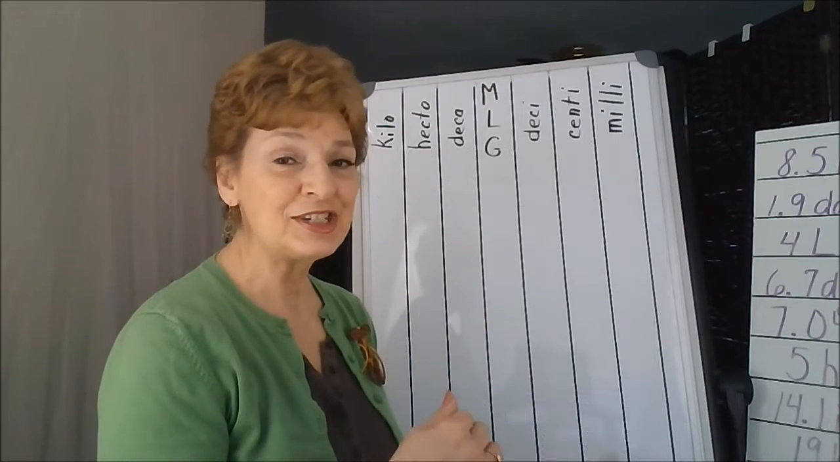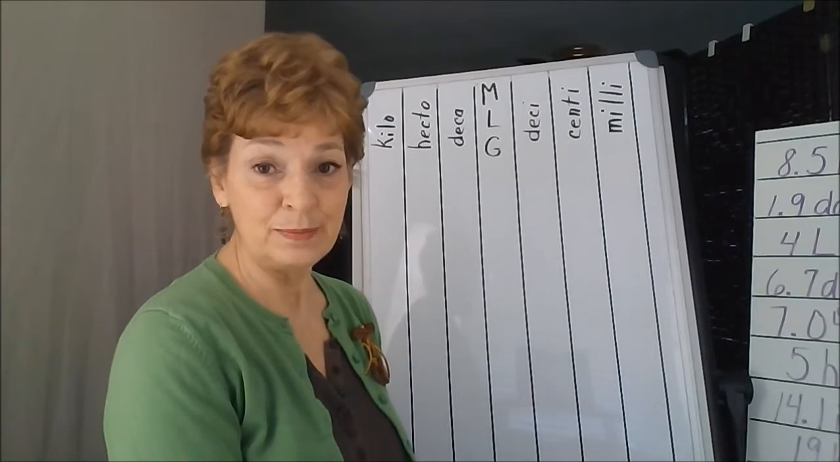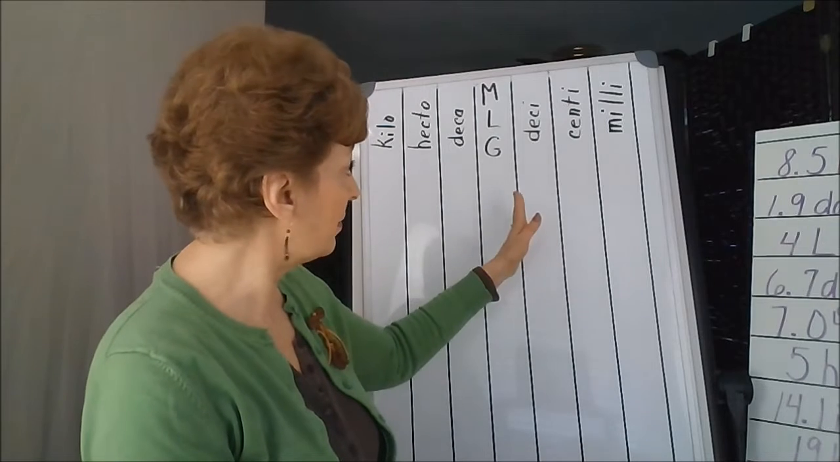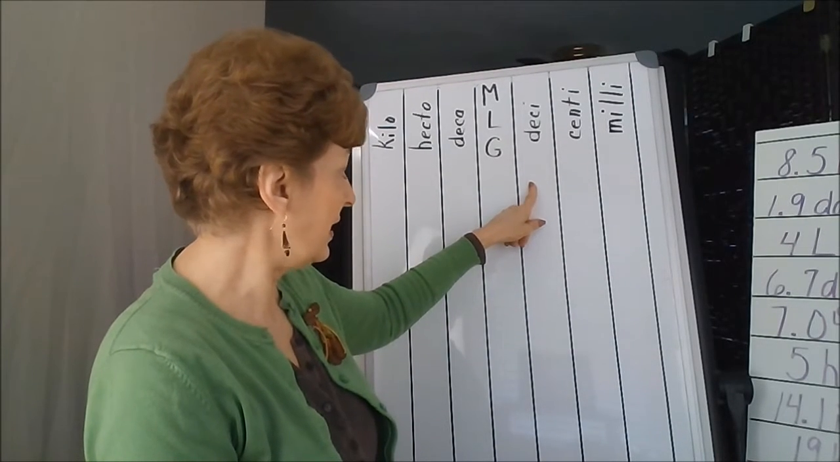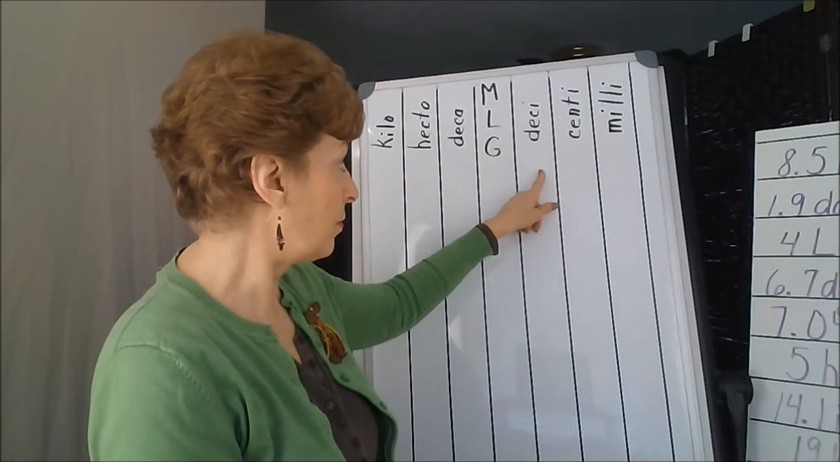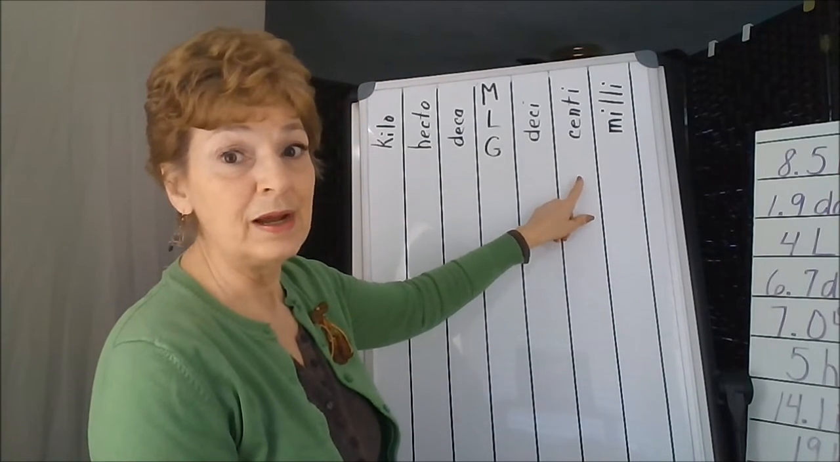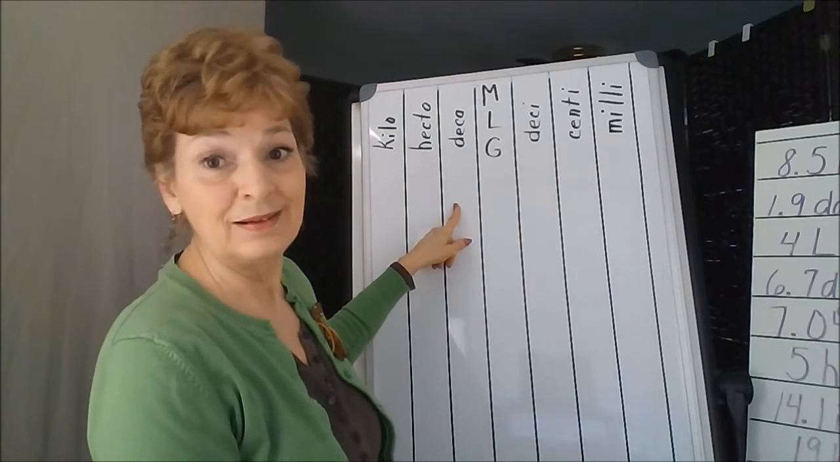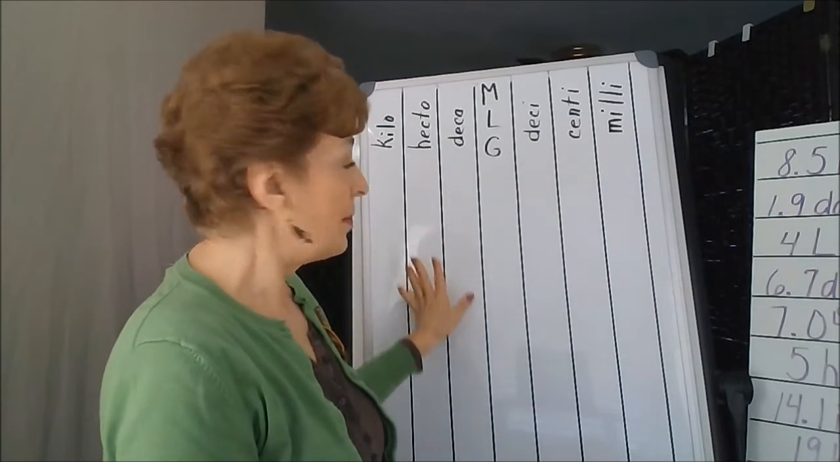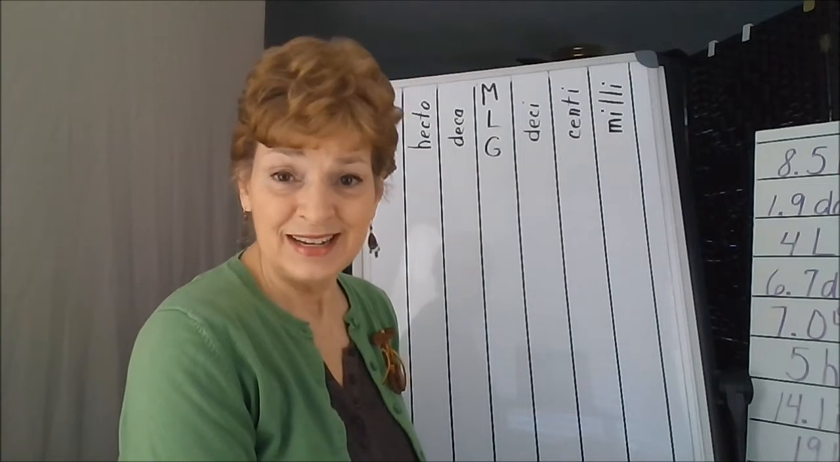The multiplication or division calculation is based on the value of the column that you're using. In the case of a deci, it would be 0.1. Centi would be 0.01. Deca would be 10. But there's an easier way.